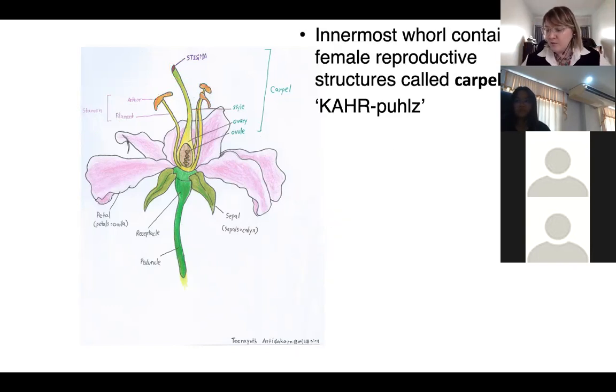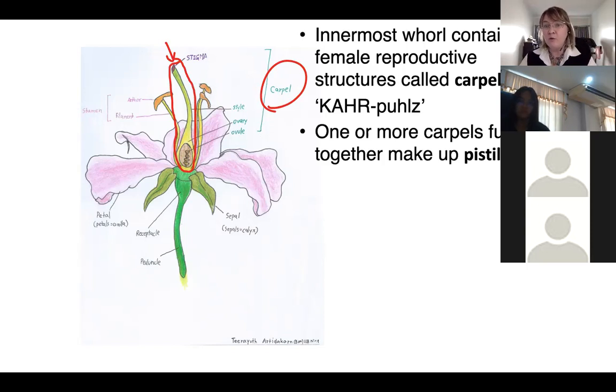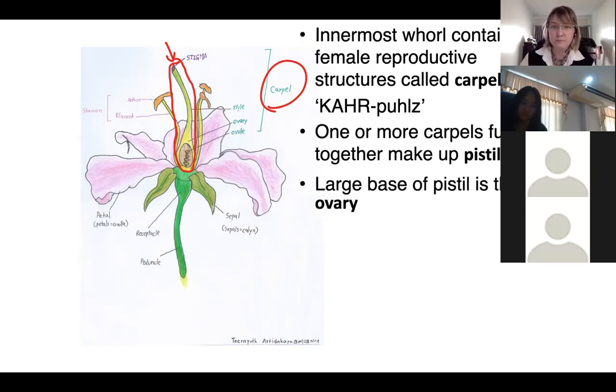The innermost whorl, this part right there, that's called the carpels, which you can see there, the whole tall structure. One or more carpels may be fused together to make up a pistil. Here we have a single carpel. At the large base of the pistil, we have the ovary, which you see here. That's this swollen part at the bottom.